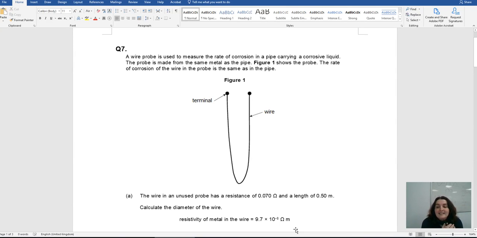Hiya, so this is day 7 of the 24-day extravaganza. So we are looking today at resistivity and circuit analysis.